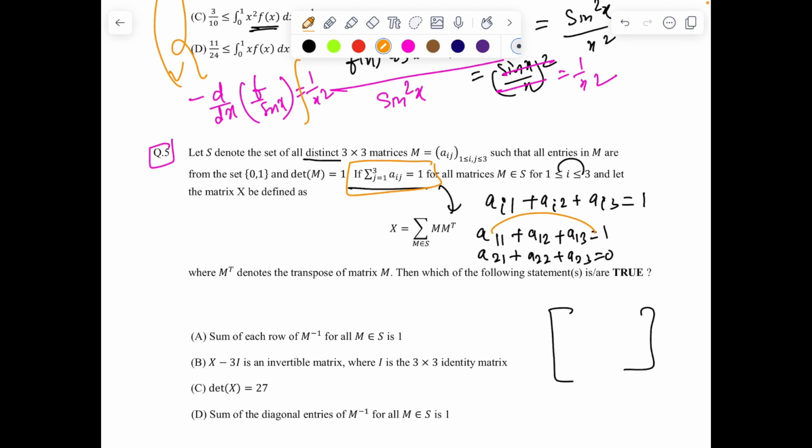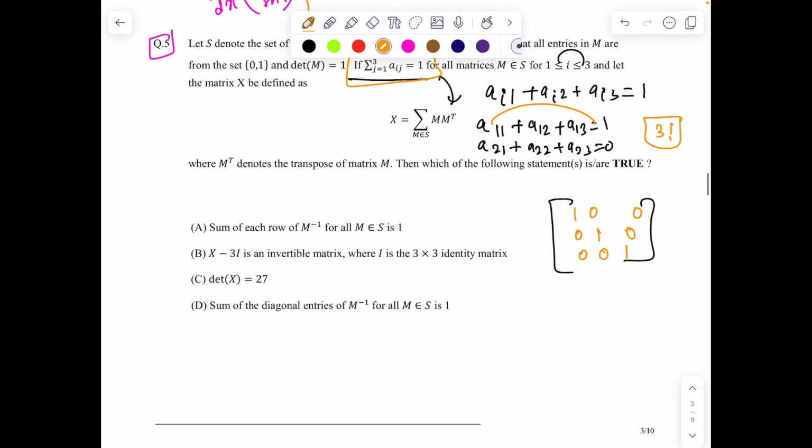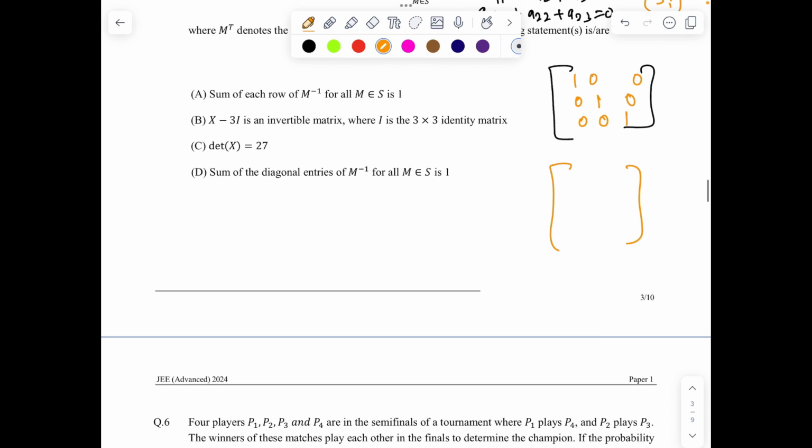Now you already know that if the sum of each row is 1 and entries are 0 or 1, this is the set of permutation matrices, right? And this is already a previous year question. So here we want that one. There will be 3 factorial permutation matrices with entries 0, 1. For example, one of them is the identity, the best example: 1, 0, 0, 0, 1, 0, 0, 0, 1. Here you can have 6 of them. Out of these, you can easily check that 3 will have plus 1 as determinant and 3 will have minus 1 as determinant.